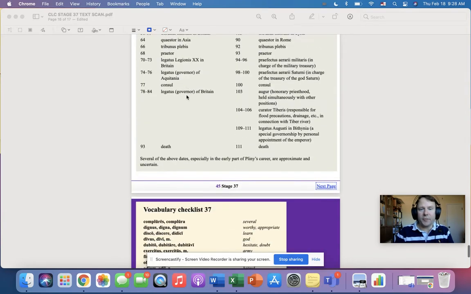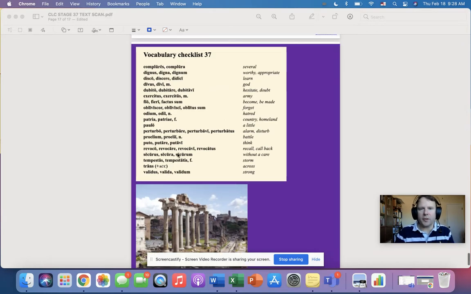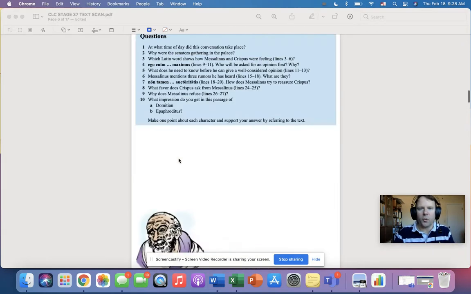Finally, at the end, we get our checklist, and we have a slew of adjectives and adverbs. We have different verbs, dubito, dubitare, a pretty regular first conjugation verb, but then a deponent verb, obliviscor, oblivisci, which is a third conjugation deponent verb. We have some nouns that I think are pretty appropriate: divus, divi, god; proelium, proelii, battle; and tempestas, storm. A lot of really great things to learn about in this stage.